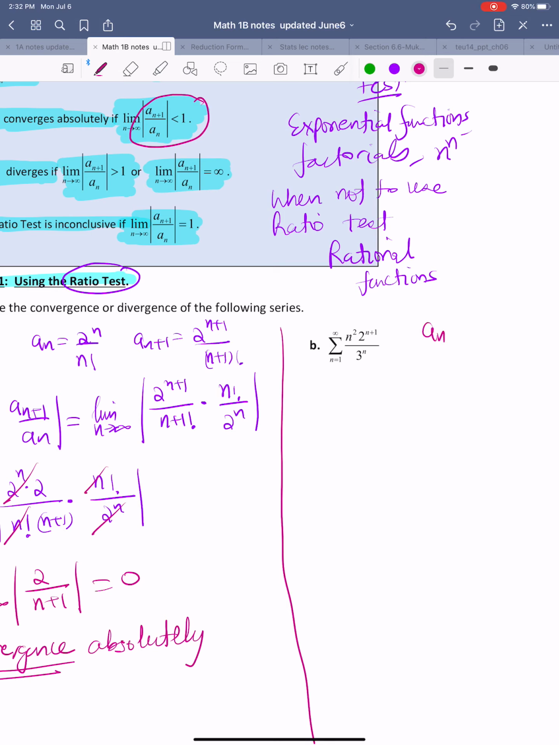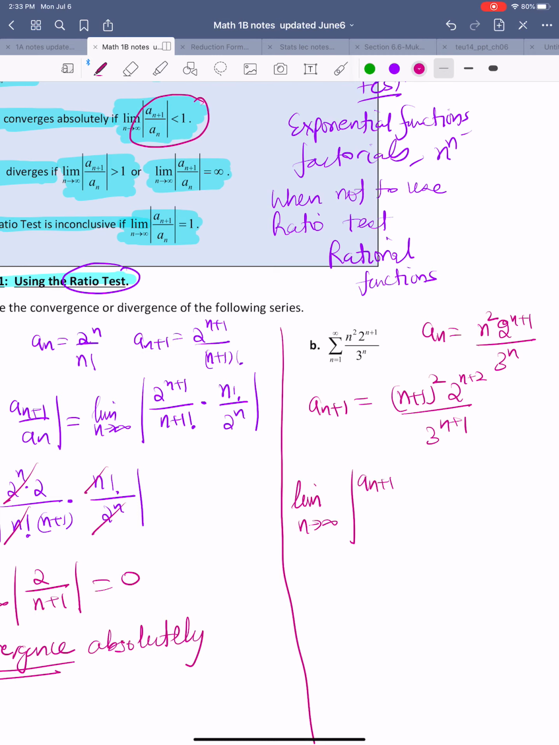Next problem, we have n squared times 2 to the power n+1 over 3 to the power n. So again, my a_n is n squared 2 to the power n+1 over 3 to the power n. a_(n+1) would be (n+1) squared times 2 to the power, if I replace n by n+1, this would become n+2, over 3 to the power n+1. Let's go ahead and do the ratio. Limit as n goes to infinity of the absolute value of a_(n+1) over a_n. a_(n+1) is (n+1) squared 2 to the power n times 2 to the second power divided by 3 to the power n times 3.